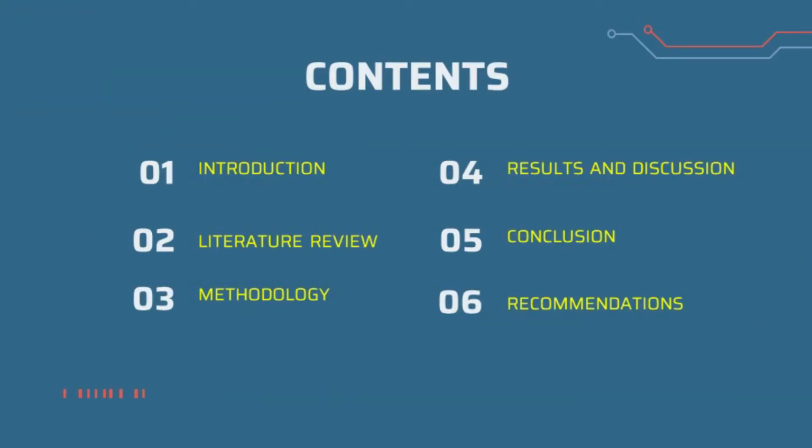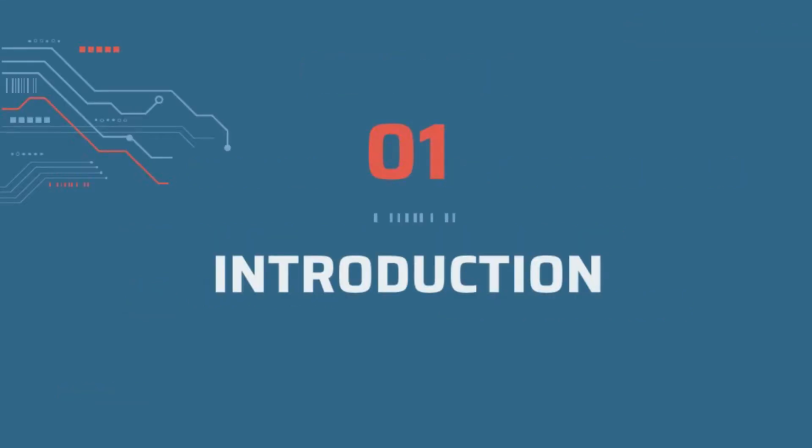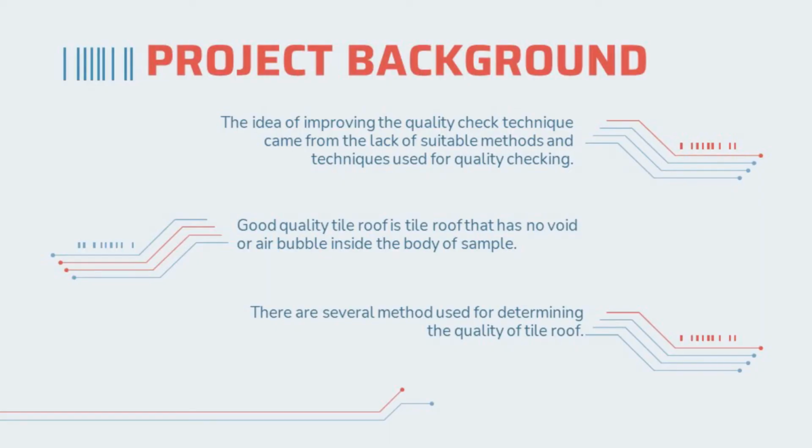I have divided my presentation into 6 sections. They are Introduction, Literature Review, Methodology, Results and Discussion, Conclusion, and Recommendations. I would like to begin with my first point. The first section in this presentation is Introduction. I will explain the background of the project.